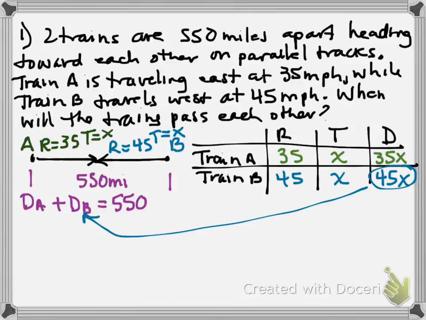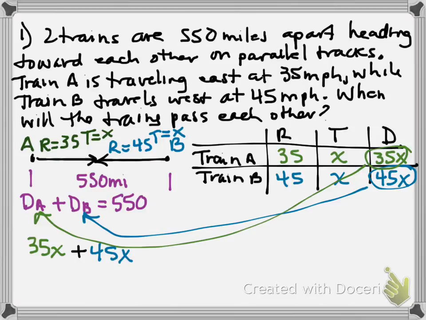Here's train B's distance. Here's train A's distance. So my equation is 35x plus 45x equals 550. Okay? And then you could solve that.